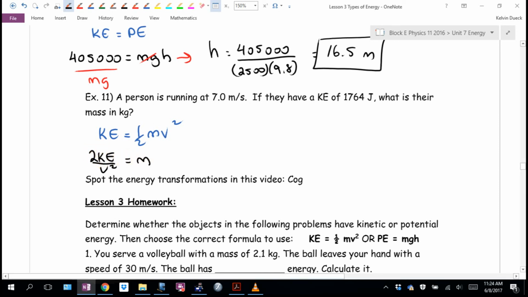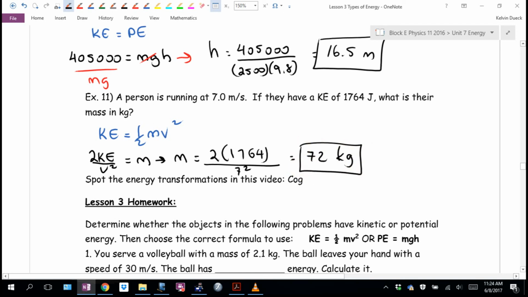And again, sometimes kids think, don't I have to square root? No, there's no squared on the M. Straight plug and chug. The mass of this person is going to be 2 times 1764 divided by 7 squared. 72. Sorry? 72. 72 kilograms? So as always, anytime I give you a new equation, it's also, as far as I'm concerned, fair for me to give you the answer to the equation and have you find one of the things making up the equation. Go backwards.